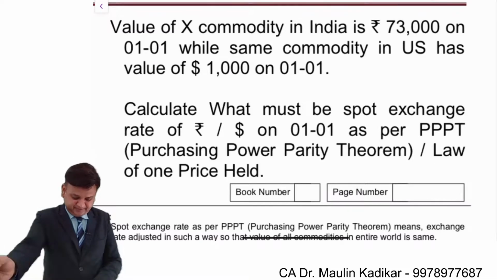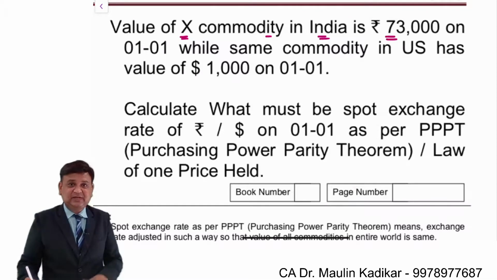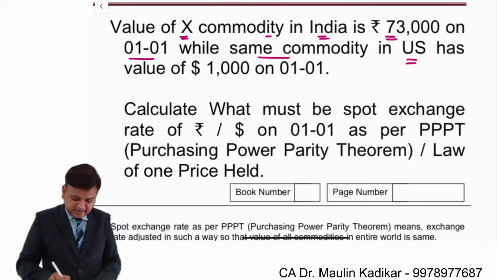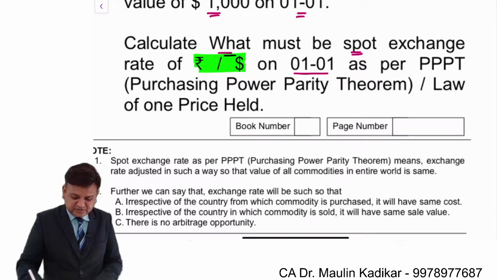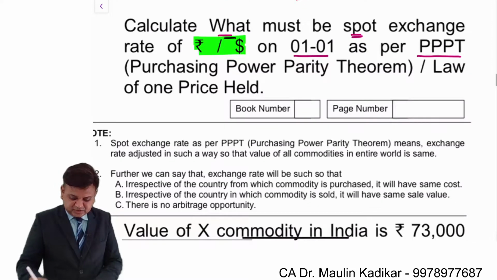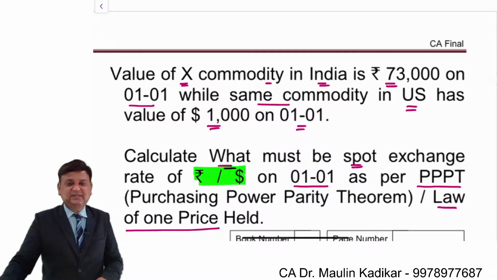Next question, let us see. Value of X commodity in India is rupees 73,000 on 1st of January. The same commodity in the United States of America has a value of $1,000 on 1st of January. Calculate what must be the spot exchange rate of rupees per dollar on 1st of January as per triple PT, that is purchasing power parity theorem, which is also given the name law of one price. That is the question. Please give the answer in the chat box.